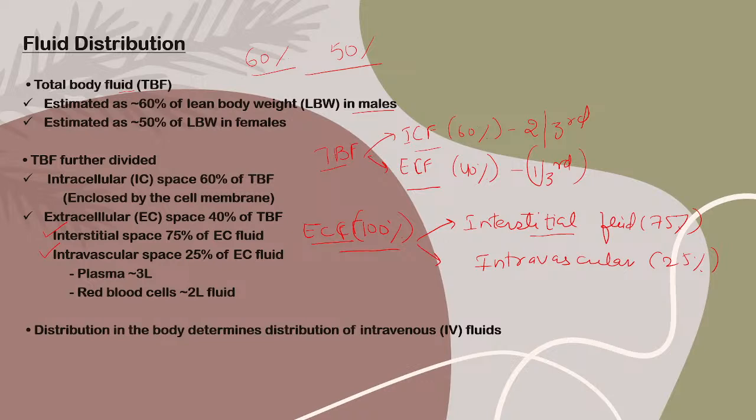So this is basically the fluid distribution in a human body. To wind it up, I would say there are two types of total body fluid, that is intracellular and extracellular. Intracellular holds the major space, that is 60%, and extracellular has 40%. Extracellular is further subdivided into interstitial and intravascular. So distribution of body fluid determines the distribution of intravenous fluids. This is a very simple line.